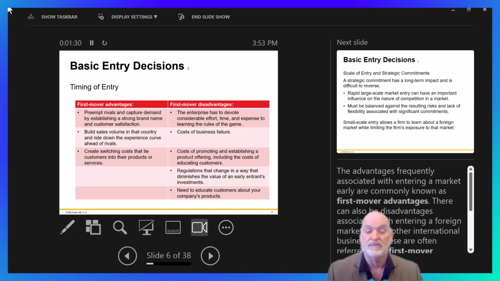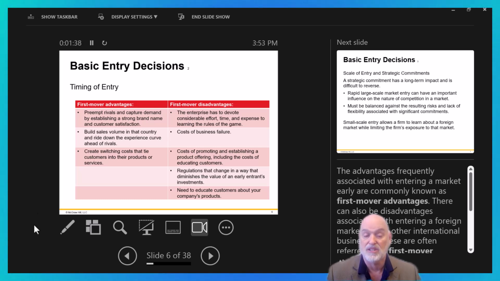Timing of entry. You have first mover advantages: preempt rivals and capture demand by establishing a strong brand name and customer satisfaction. Build sales volume in that country and ride down the experience curve ahead of different rivals. And create switching costs that tie customers into their products or services.